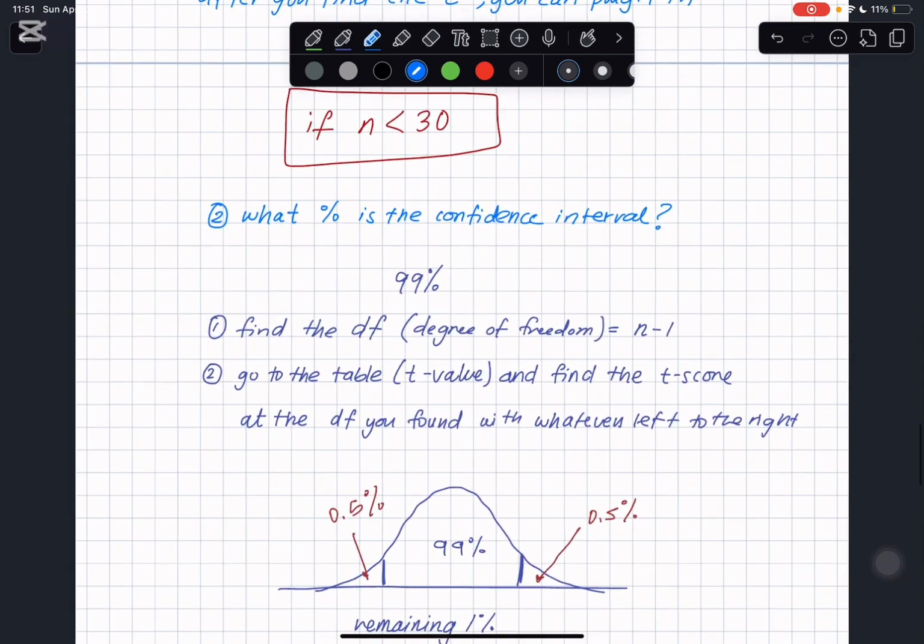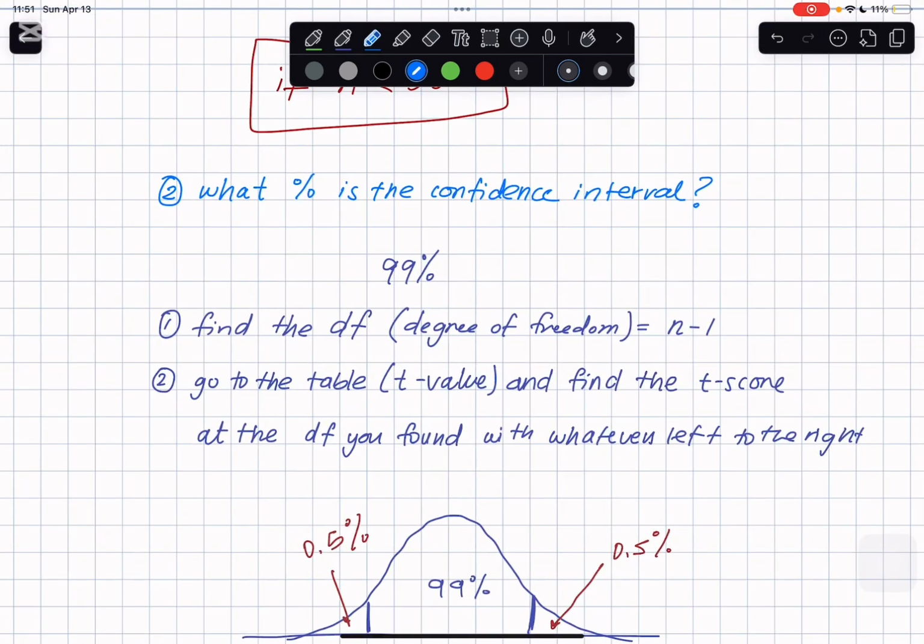Let's say the question gives us the x bar, gives us the n, and gives us the s, but they ask us to find the confidence interval. We said the confidence interval equation is x plus minus m, which is x plus minus t times s over square root of n. We have the s, the n, and the x bar, and we want to find the t. But now what's different is that the n is below 30. So we're going to use another approach.